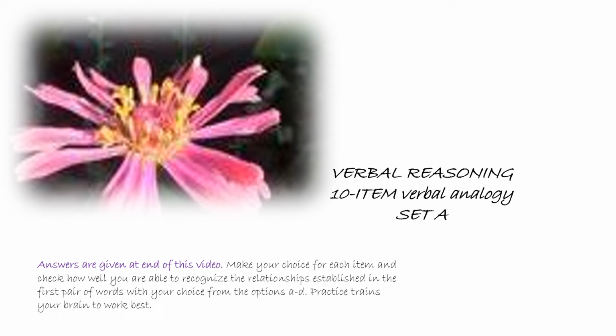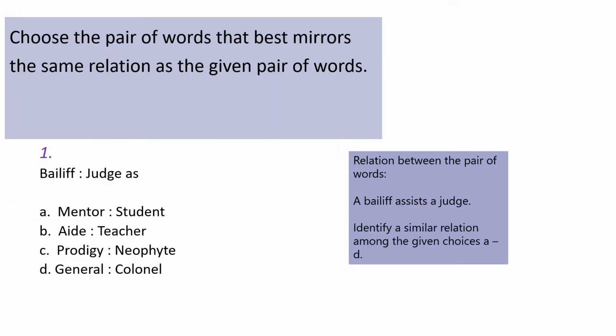Hi, for this video, we're going to learn a 10-item exercise on verbal reasoning, specifically on verbal analogy. The intention of this exercise is to identify the kind of relation established in the first pair of words so that the succeeding pair could have a similar relation.